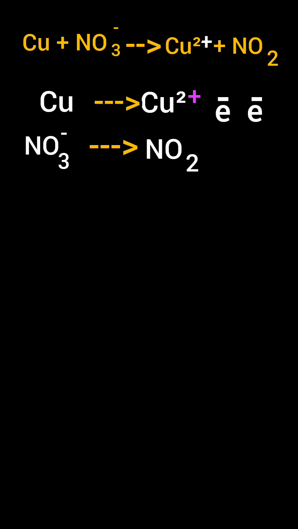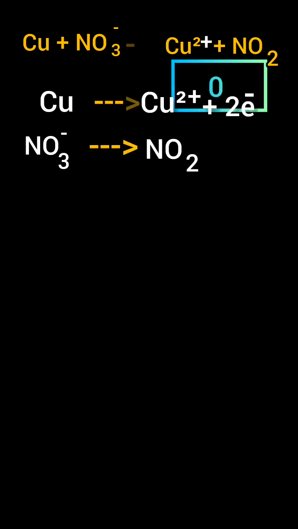So when 2 plus is added with 2 electrons, 2 plus plus 2 minus becomes 0. So the charge on the right hand side becomes 0 and on the left hand side it is also 0. So it is balanced. The number of atoms is the same and the charge is also the same on both sides. On the left hand side it is 0 and on the right hand side 2 plus plus 2 minus on 2 electrons is also 0.